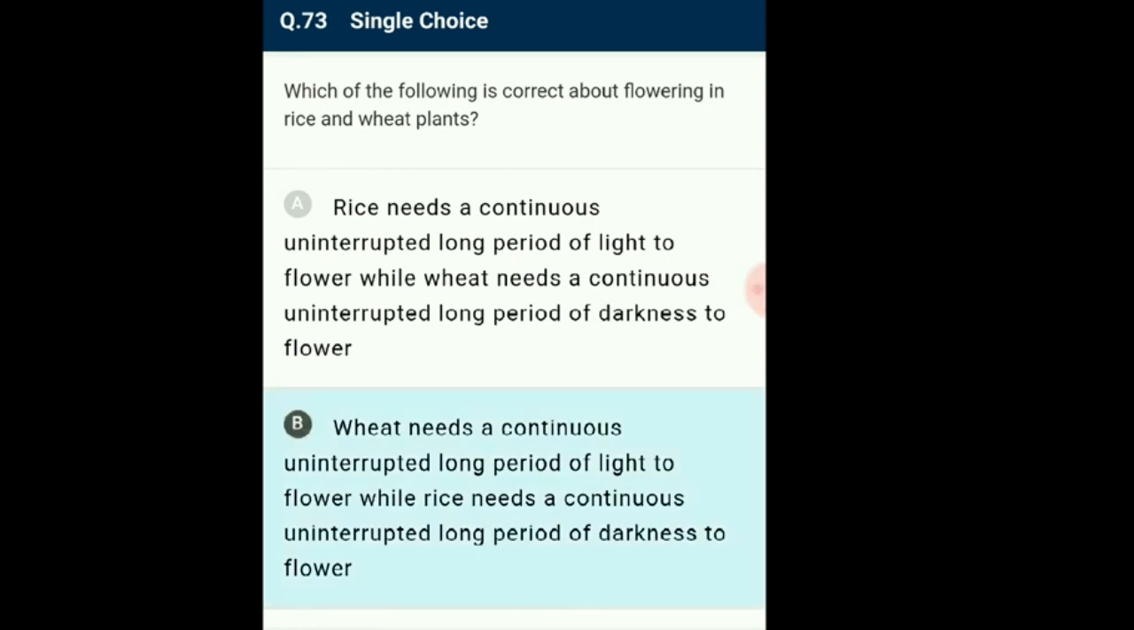Wheat needs a continuous uninterrupted long period of light to flower, while rice needs a continuous uninterrupted long period of darkness to flower. So this is the correct statement about the flowering in rice and wheat plants. So the correct option is B.